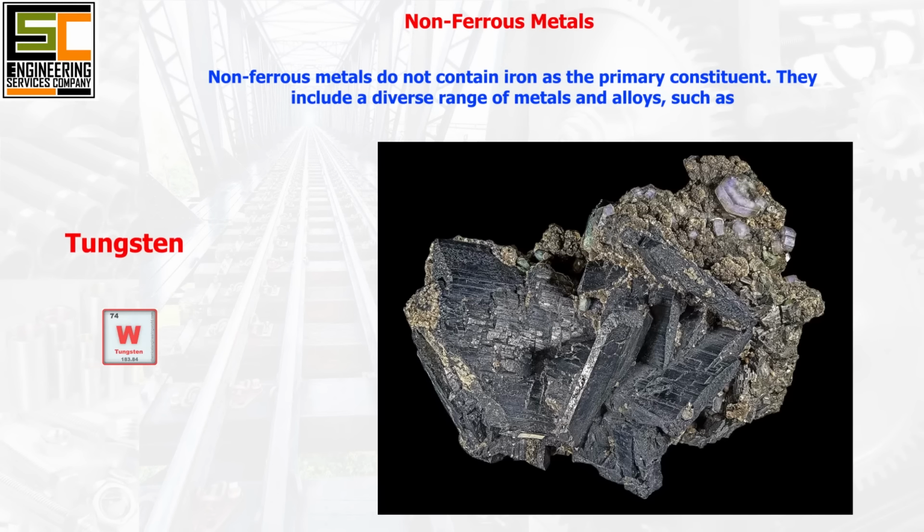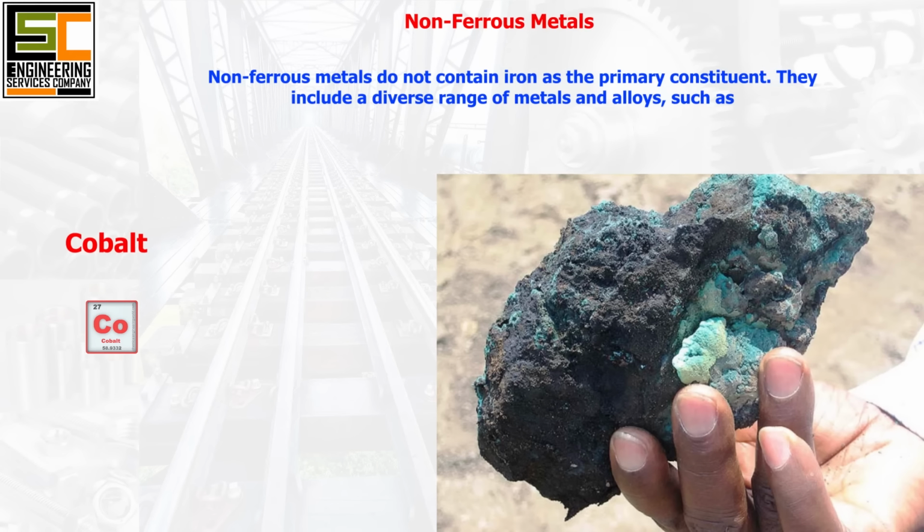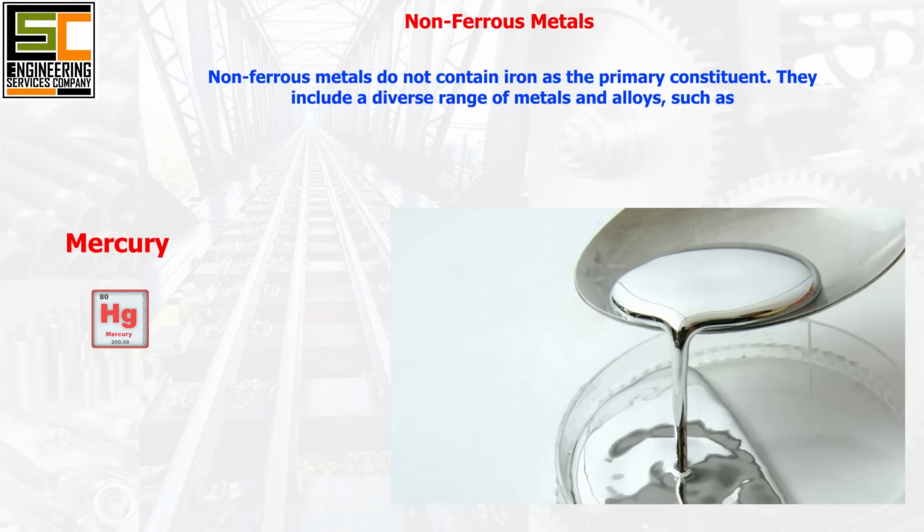Tungsten. Very high melting point, hardness, and density, used in electrical contacts, high-temperature applications, machining tools, and heavy alloys. Cobalt. High magnetic permeability, corrosion resistance, and heat resistance. Used in magnetic materials, superalloys, batteries, and industrial catalysts. Mercury. Liquid at room temperature, high density, and high surface tension. Used in thermometers, barometers, batteries, and electrical switches.